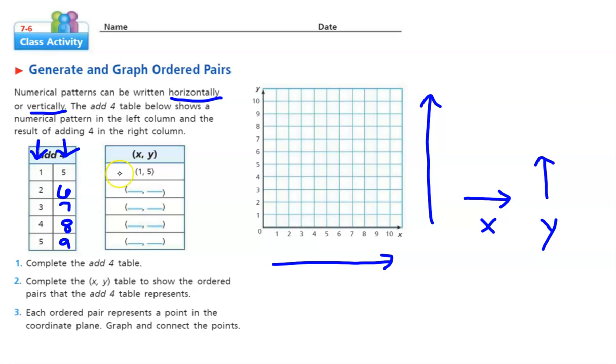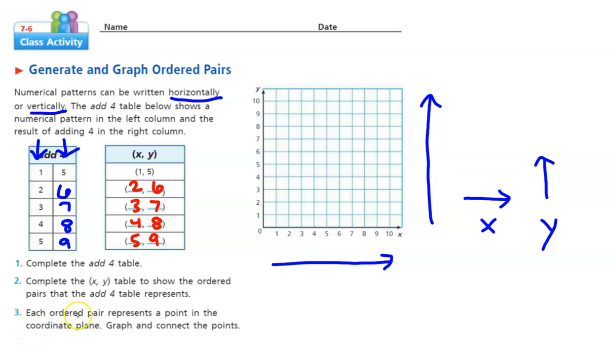So if I had 1, 5, my next one would be 2, 6. Then it would be 3, 7. Then it would be 4, 8, and then it would be 5, 9. There's that little cat butt sitting on a fence.